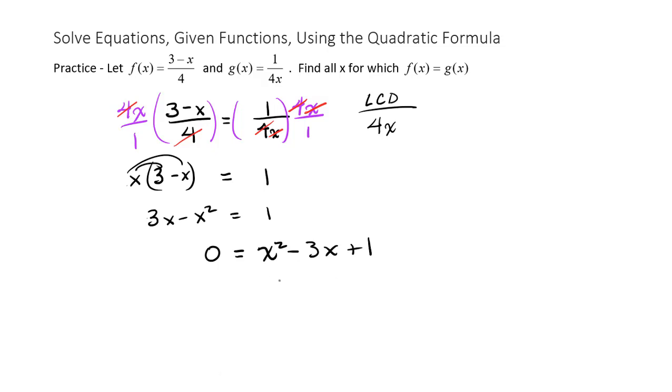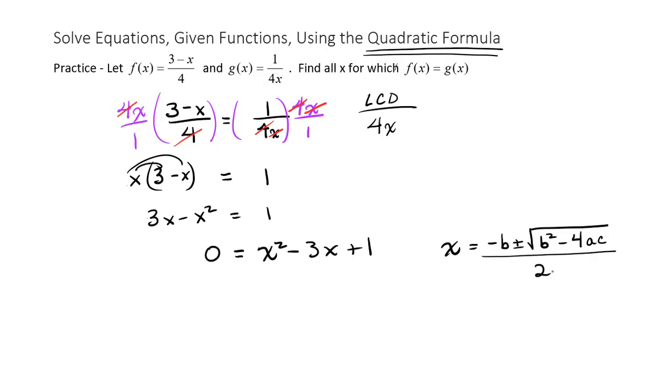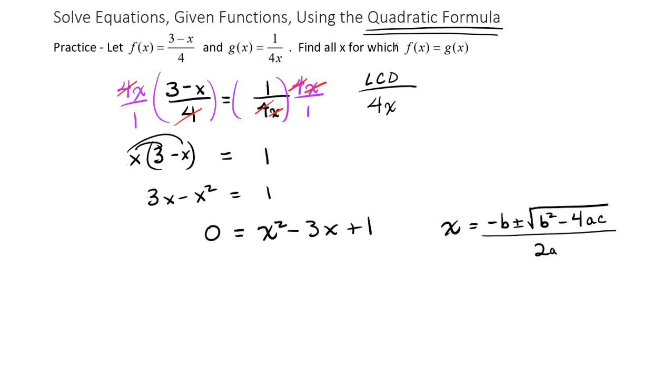This is quadratic in form, in which case I can factor it, but only if it comes out nice. Otherwise, I would use the quadratic formula. We are kind of given a hint here. Using the quadratic formula, x is equal to negative b plus or minus the square root of b squared minus 4ac, all over 2a. I will then substitute a equals 1, b equals negative 3, and c equals 1.